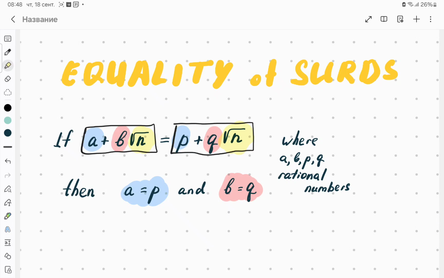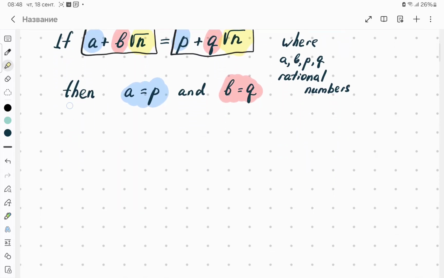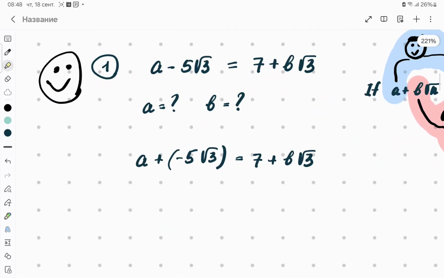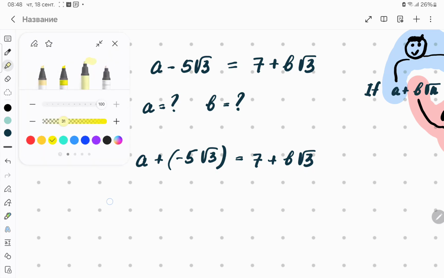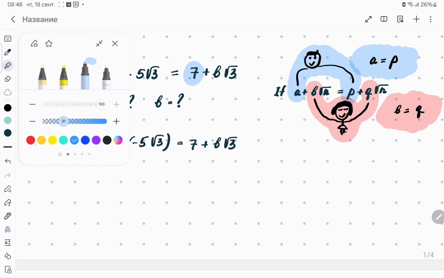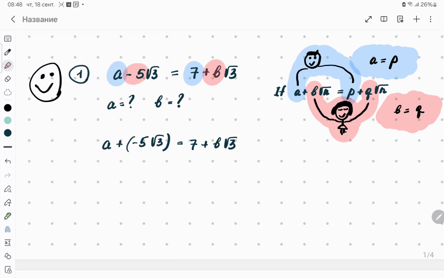Let's see how it works in the current example. The simple example: it's given that a minus 5 square root 3 is equal to 7 plus b square root 3. As we noticed before, you can also look at the picture on the right side, we can say that a is equal to 7 and negative 5 is equal to b.